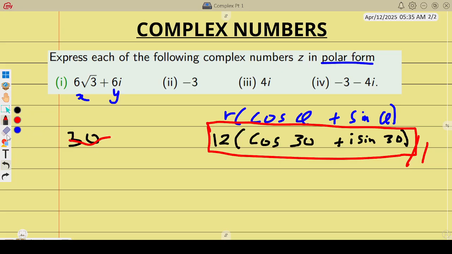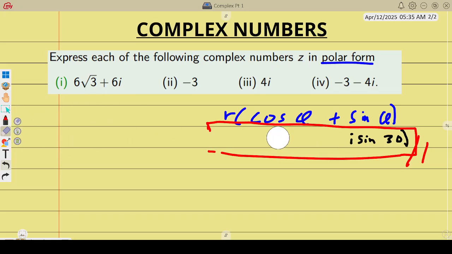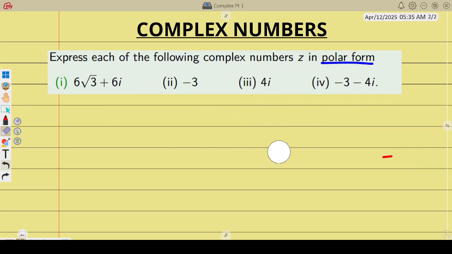And then now let's do the other one. So firstly I'll go to this one, -3 + 4i. So we always start with calculating r.